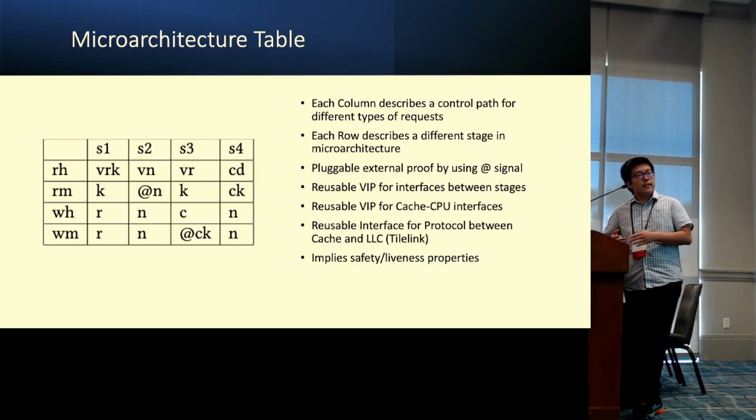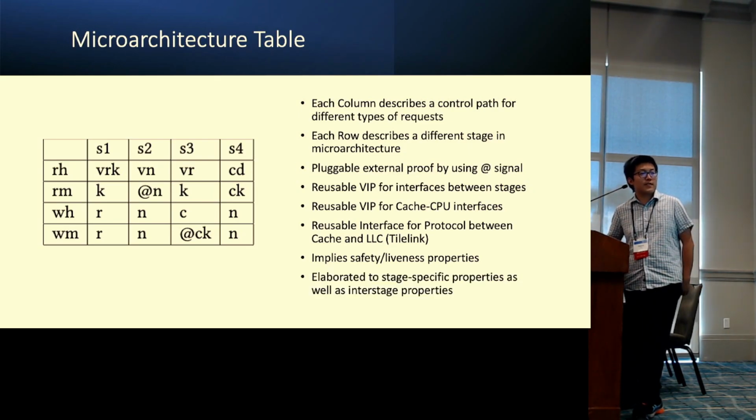And automatically, safety and liveness properties are implied, and by this I mean that you would assume that for a cache, if a request enters the cache that doesn't get killed, then it will exit at some point in the future. And also you assume that it makes forward progress, which we're going to show in a minute is not always the case, even in nontrivial examples. And this table will be elaborated to stage-specific properties as well as interstage properties.